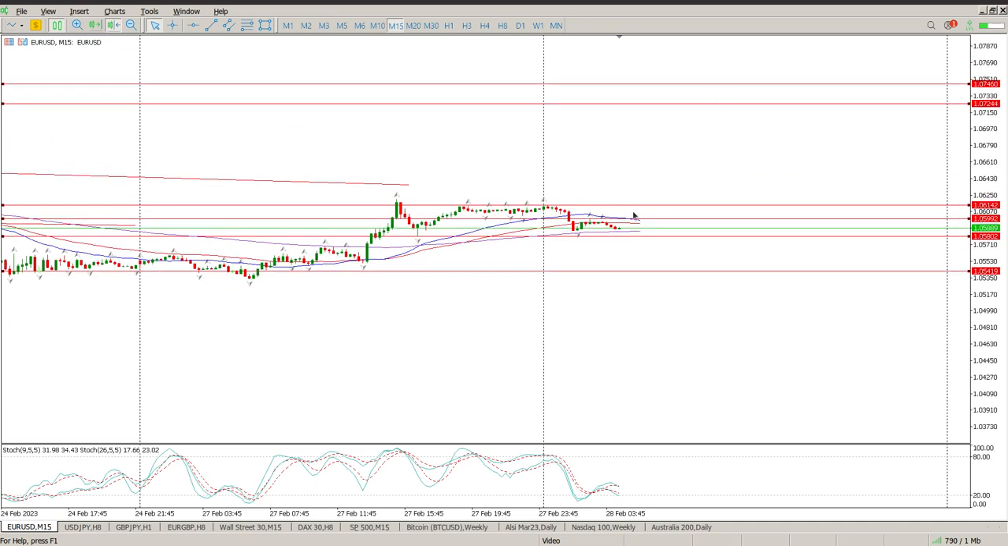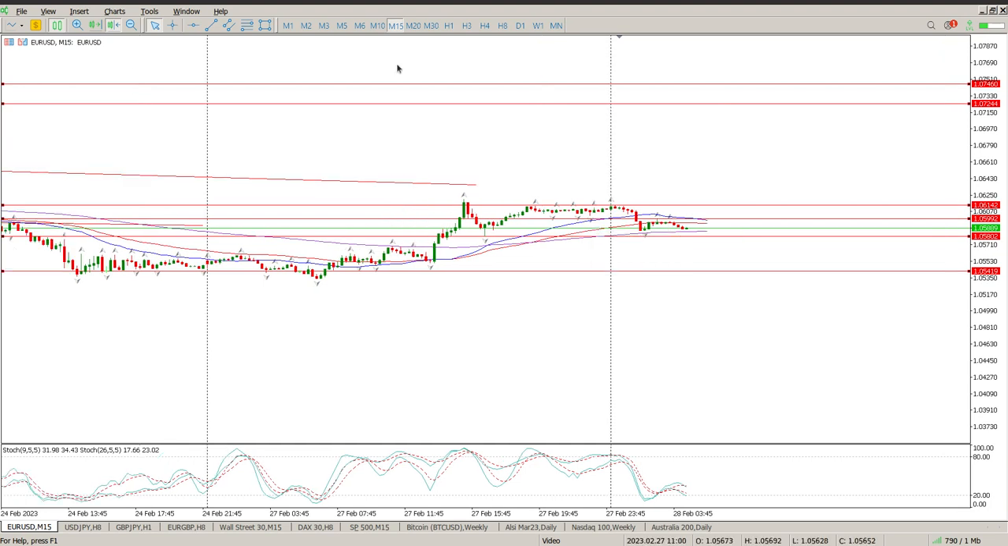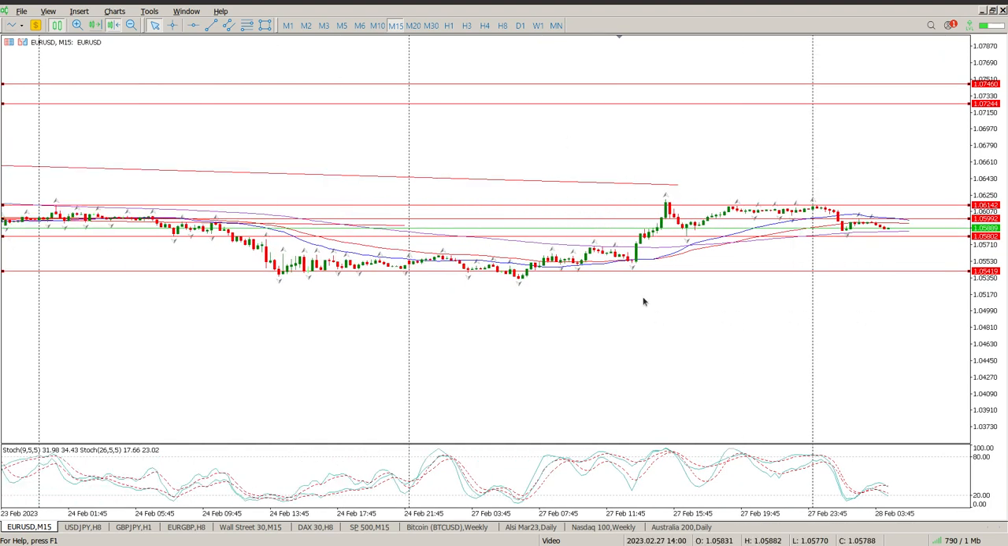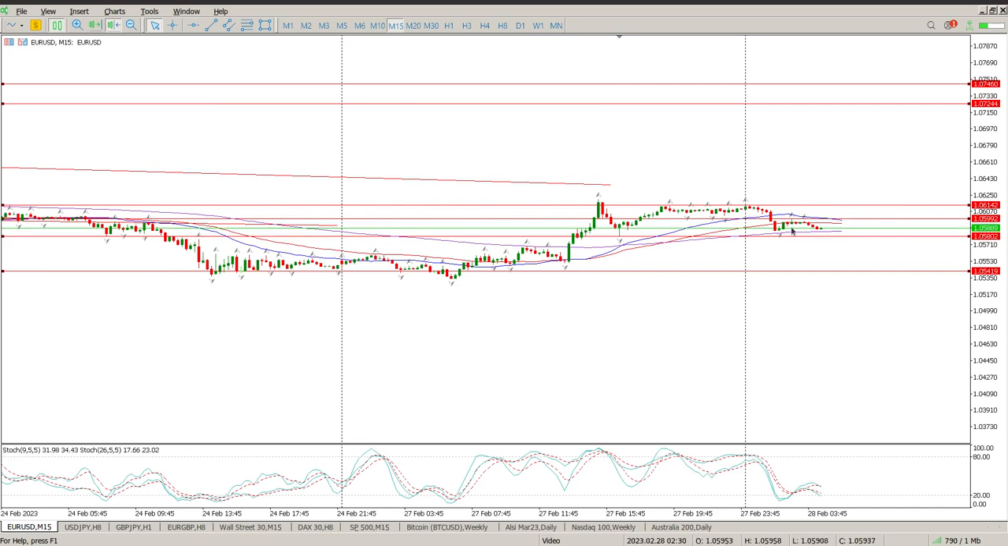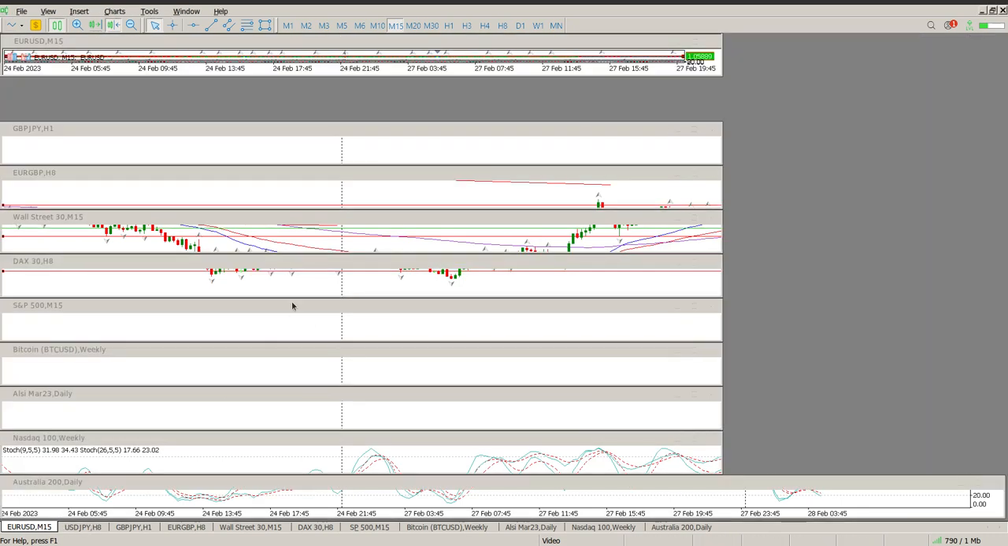So pay attention to this. There's some fairly decent structure here. I could turn and come down to the downside, but that's fine. We're only looking for the break. When we see the break, we'll be looking for the structure.